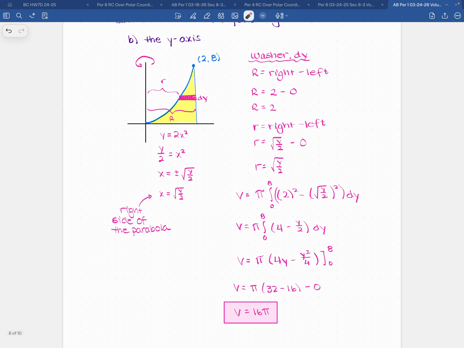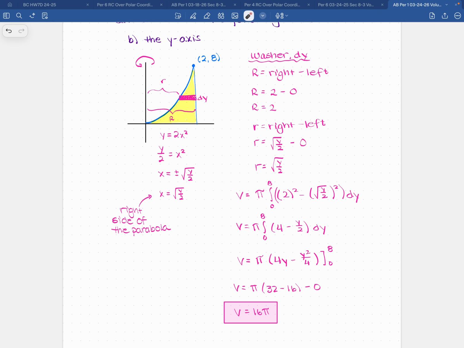Remember the formula for washer. The volume is pi times big R squared minus little r squared. Remember to square both of them individually and then subtract. The biggest mistake is students will do big R minus little r squared, but that's not right. You want big R squared minus little r squared.